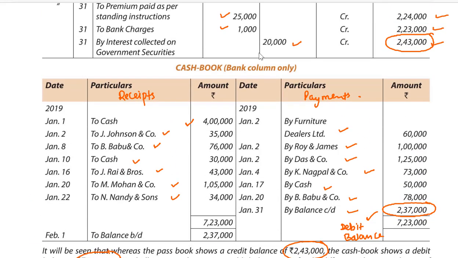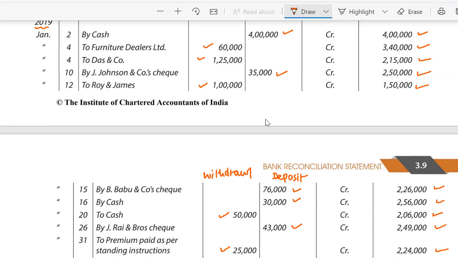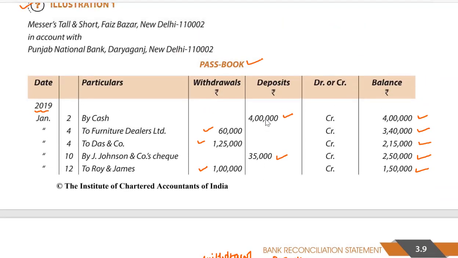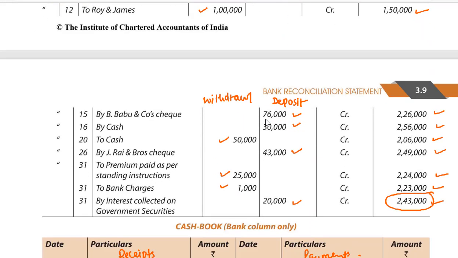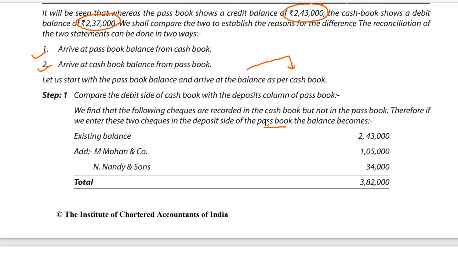As you can see over here in the cash book, there are two entries of Mohan and Company and Nandi and Sons. The receipts are there in the cash book, but there is no entry in the passbook. So we need to record these two entries in the passbook. So over here to the existing balance 2,43,000, we are adding the Mohan and Company and Nandi and Sons amounts, 1,05,000 and 34,000, and we arrive at a total of 3,82,000.